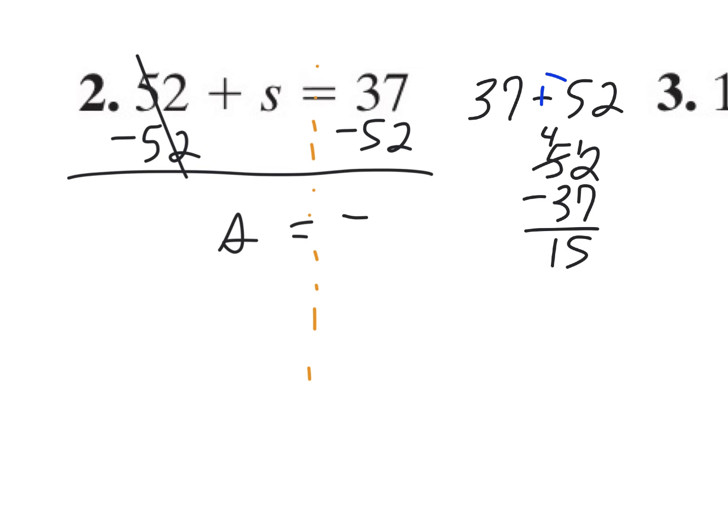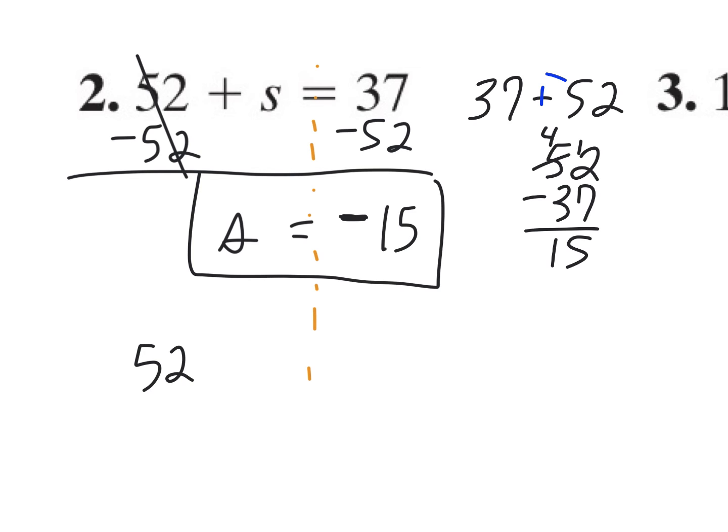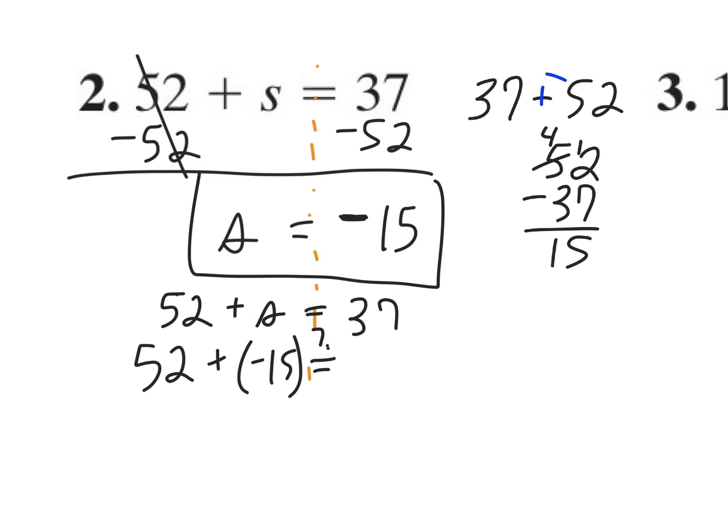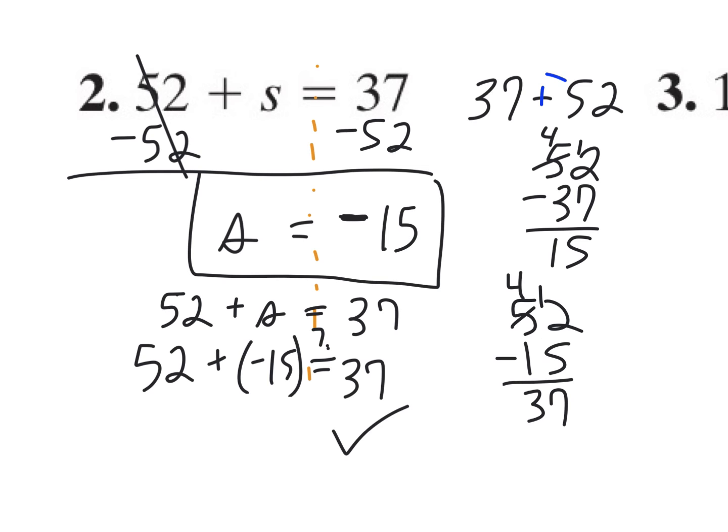And we know that we had more that were negatives, so make sure you remember a negative here. So s is equal to negative 15. And then we can go to check our answer. So 52, well, let me write the equation again first. So 52 plus negative 15, is that equal to 37? And those are different signs, so you could subtract 52 minus 15, and you get 37, so we know we have the right answer.